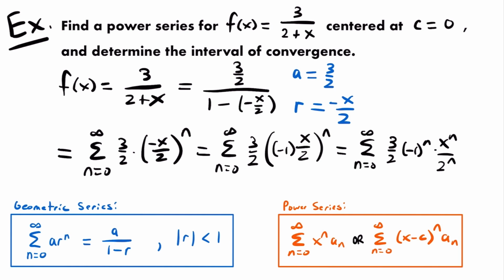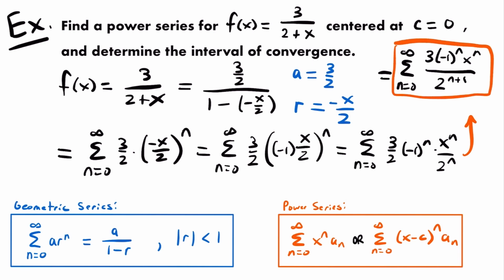Okay, and now we can simplify further by noticing that we have 2 and 2 to the power of n in the denominator, which we can multiply together to combine their exponents, right? We have the same base of 2. We have 2 to the first power and 2 to the power of n. If we multiply them together, we'll add the exponents and have 2 to the power of n plus 1. All right, and so this will be equal to the sum from n equals 0 to infinity of 3 times negative 1 to the power of n times x to the power of n divided by 2 to the power of n plus 1. That is the power series centered at 0 that represents this function f of x.